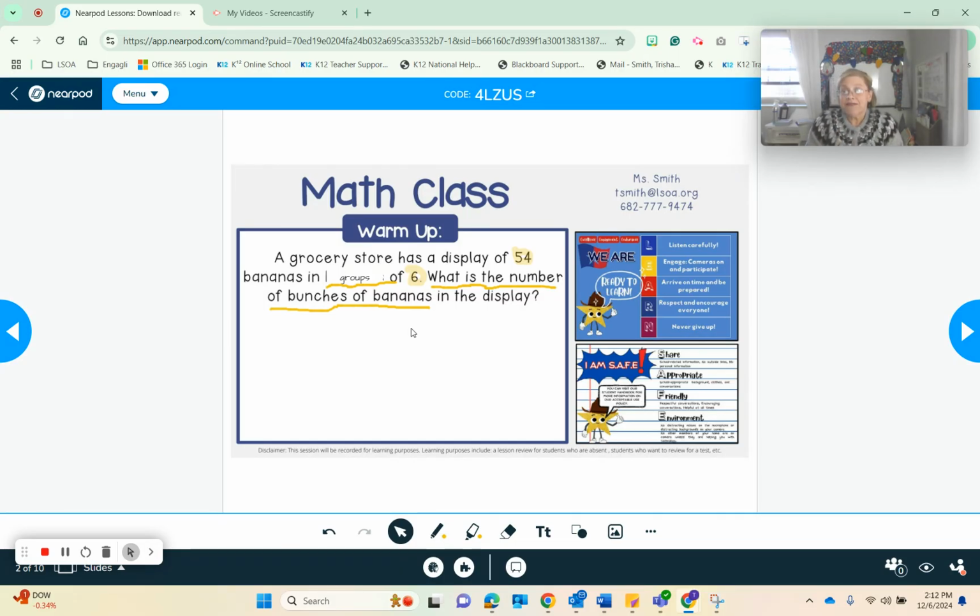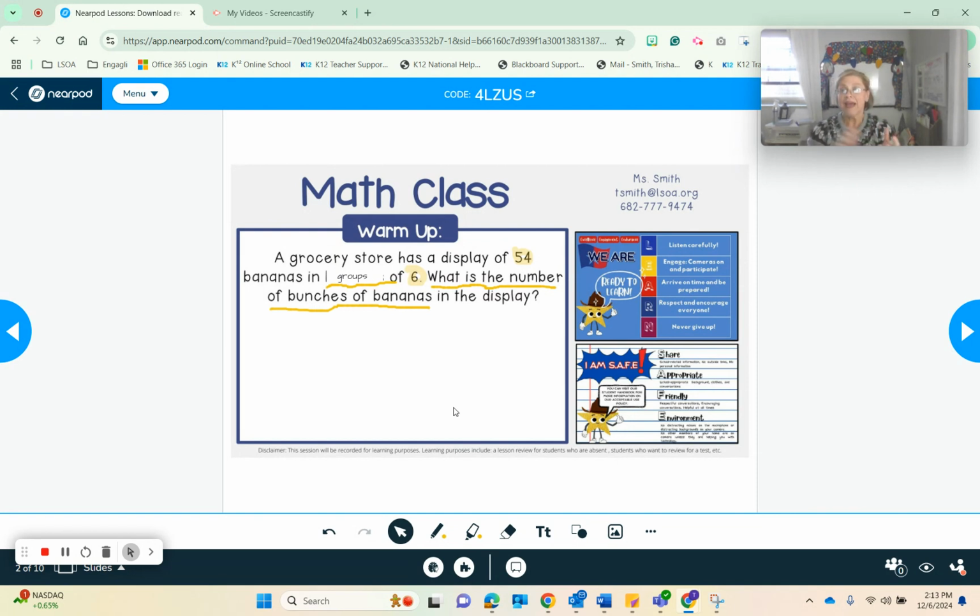So how are we going to find that answer? What operation are we going to do? Are we going to add, subtract, multiply, or divide? We have our total. From that total, are we going to add to that total? Are we going to take away from that total? We know that we have groups, but are those groups equal sizes? Think about that. Yes, they are. There are 6 in each group.